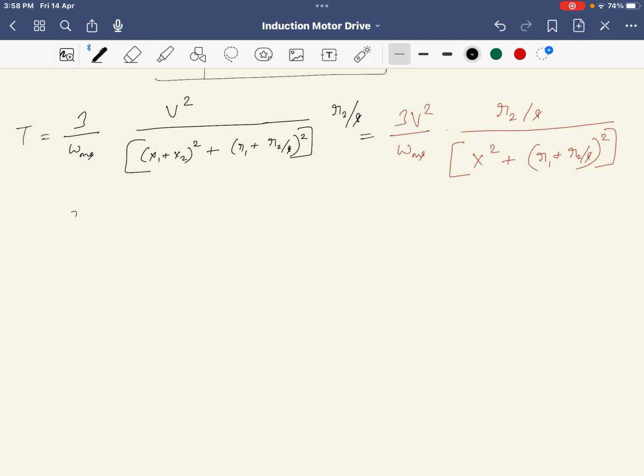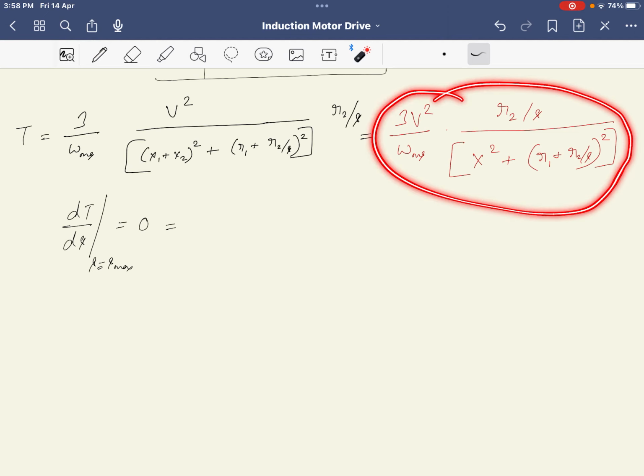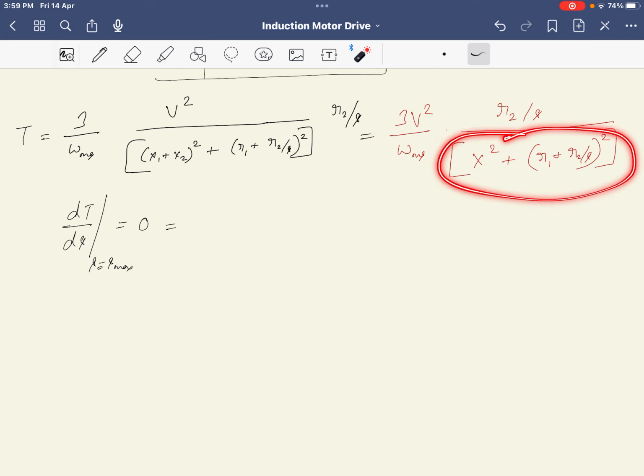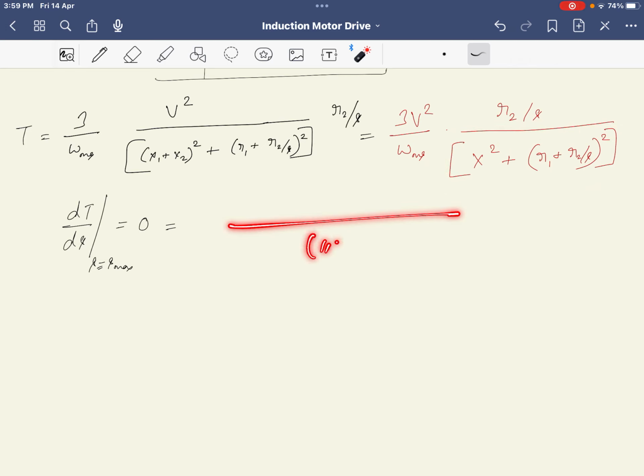Now what we are going to do is the derivative of dT with respect to dS. When S is equal to S max, this term is equal to 0. So when we take a derivative of this term, these are the constant terms, we'll keep them aside. This lower term will be like U by V, no? So this term will be a square term, but we don't need anything from it, because it is ultimately multiplied with 0. We don't need to write it again.